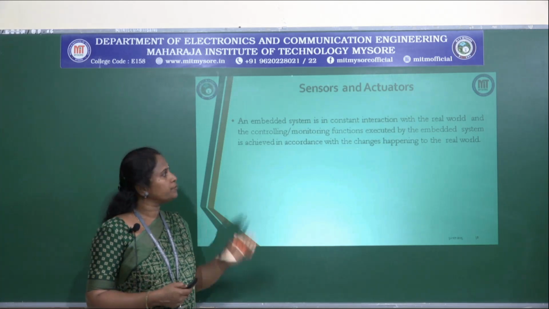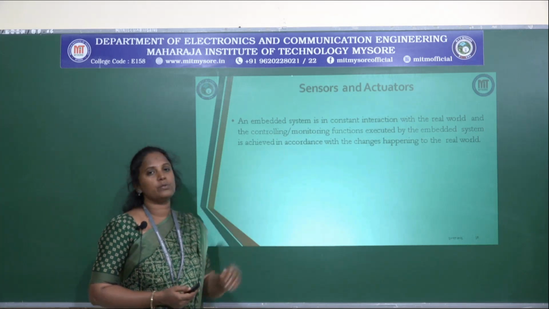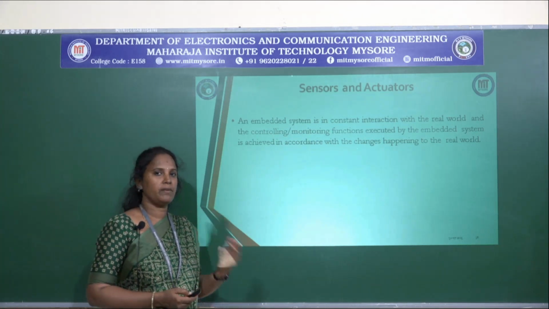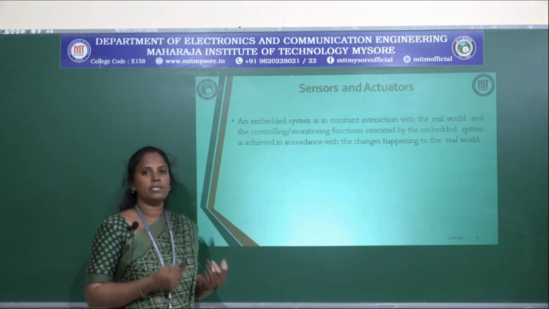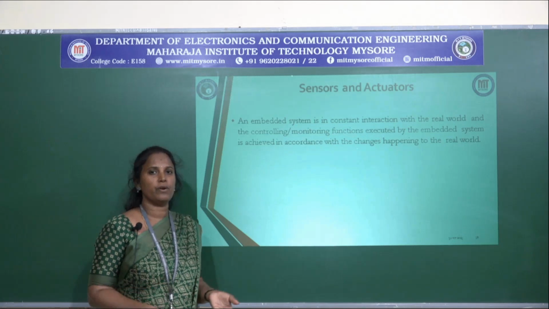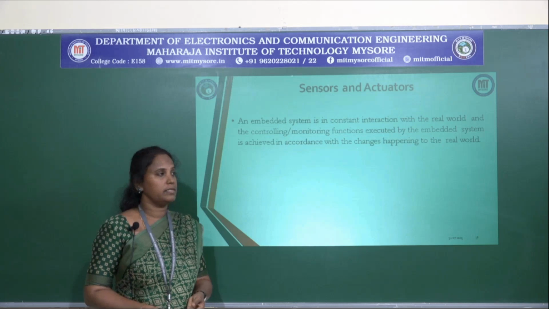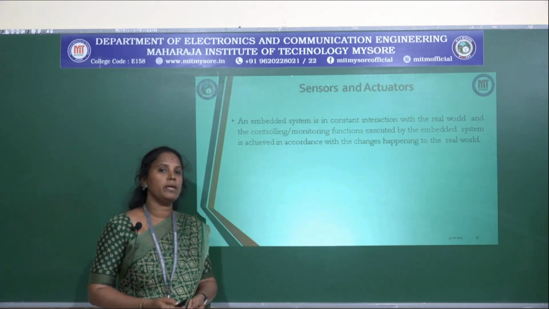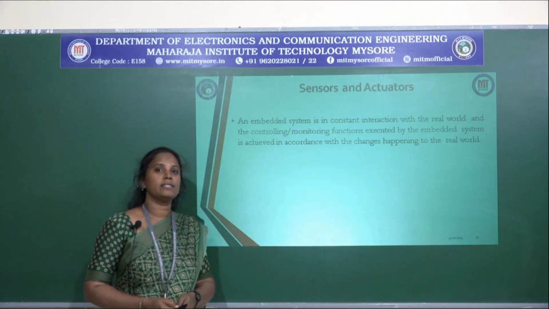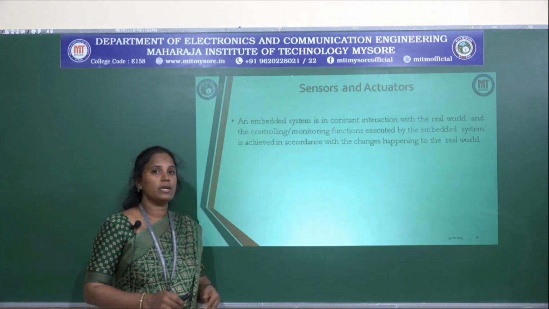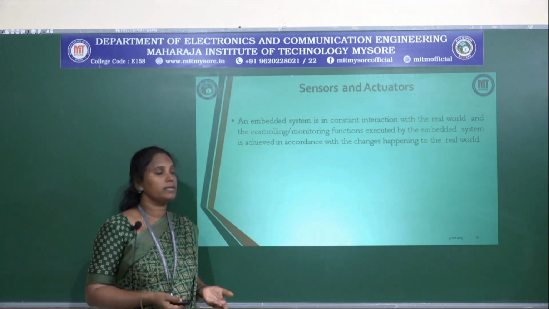How are they going to control or monitor the functions? That is in accordance with the changes happening in the outside world. Anything happening outside is being monitored. For example, weather forecasting: it might be a sunny day and it might be rainy on another day. So how are these changes monitored? These changes can be monitored with the help of what we call sensors, which monitor whatever is happening in the real world outside.